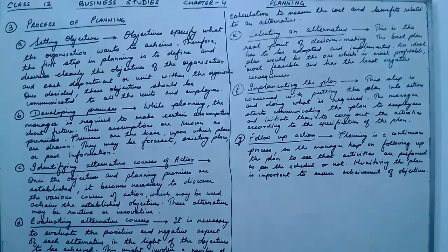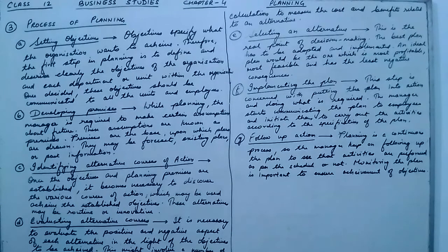Once decided, these objectives should be communicated to all the units and employees. So the objective is decided, and after deciding the objectives, that objective is communicated to all the departments.